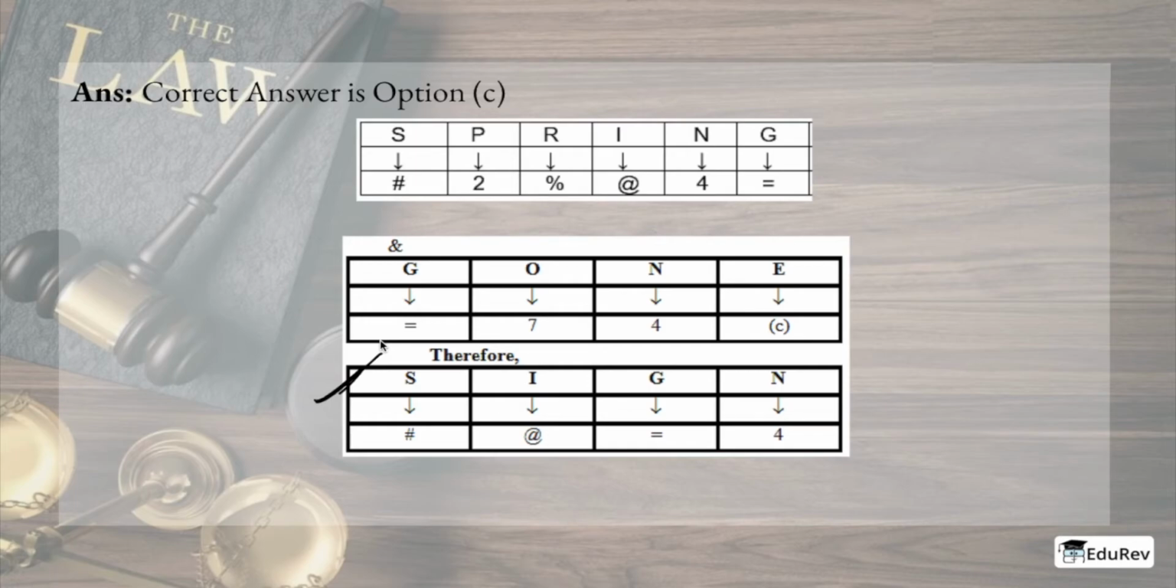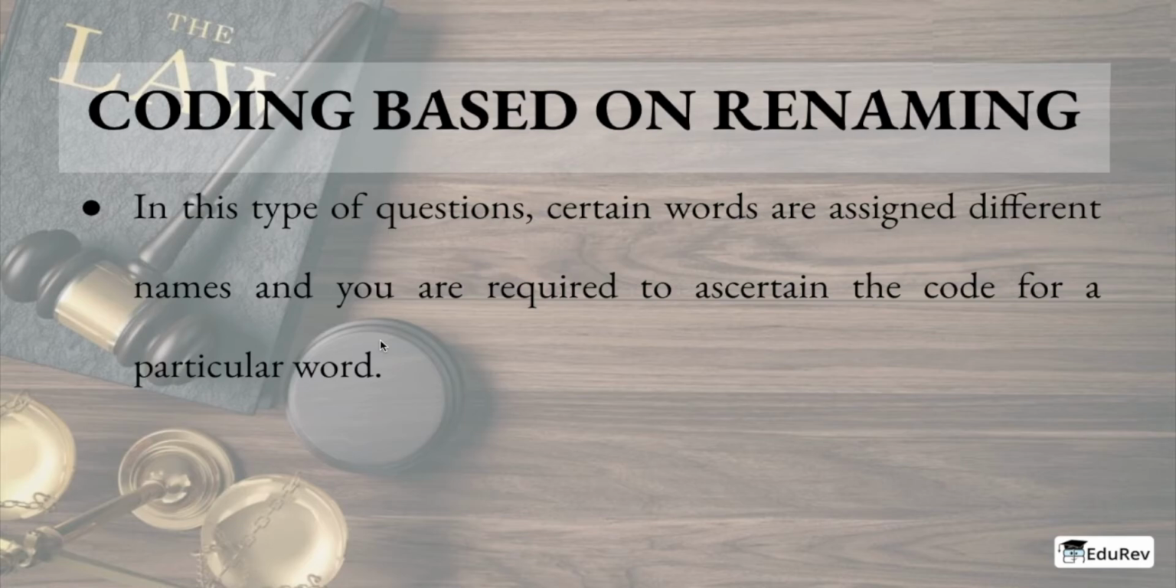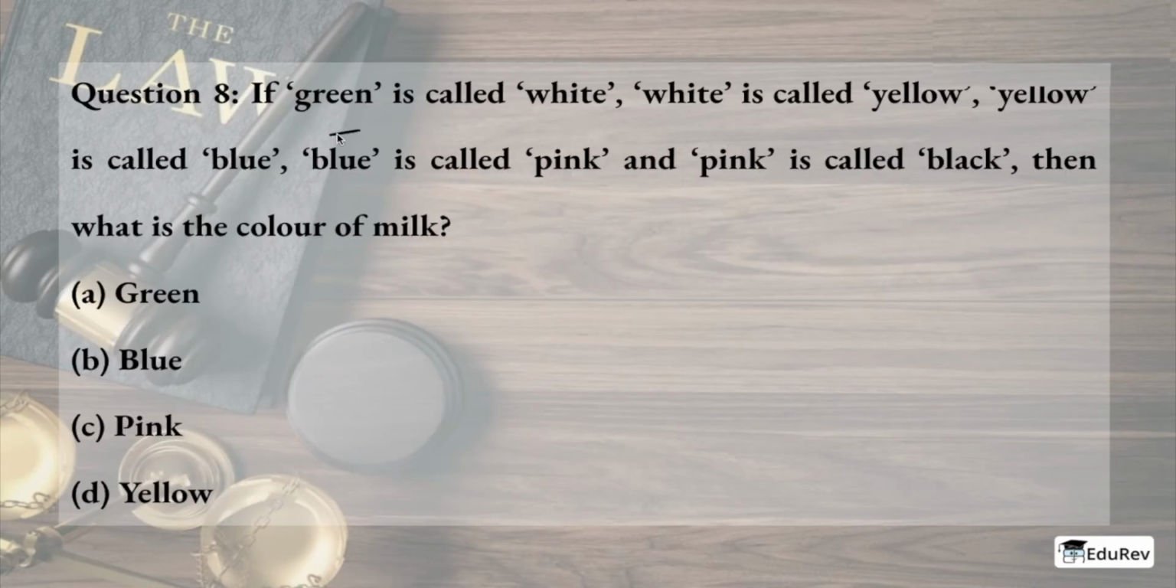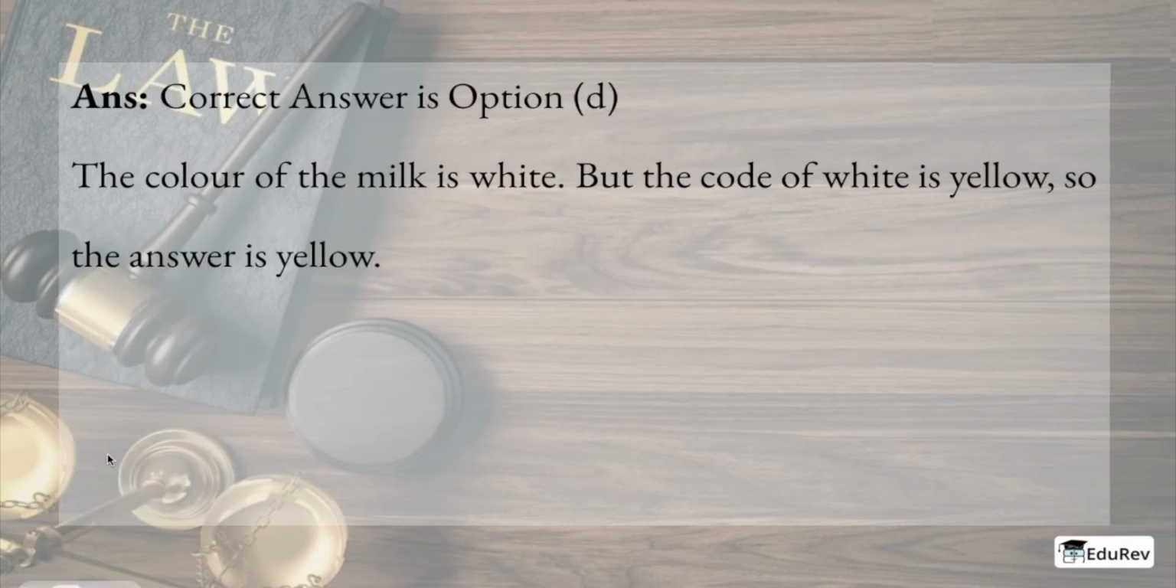The next type of coding is coding based on renaming. In this type of question, certain words are assigned different names and you are required to ascertain the code for a particular word. For example, green is called white and white is yellow. Yellow is blue and blue is called pink, whereas pink is black. Then what is the color of milk? Milk is white, right? So white is what? Yellow. So the color of milk is going to be yellow. So the answer is going to be D, and this is the explanation.